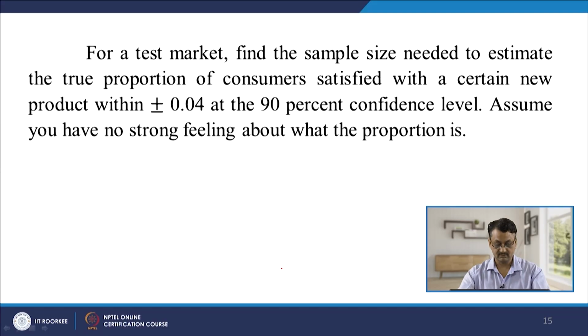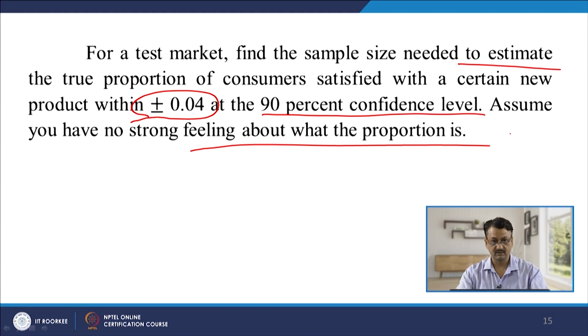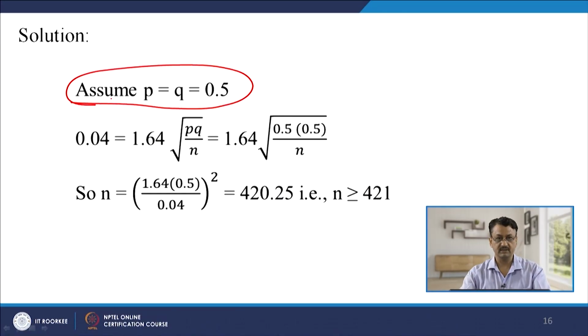For test market, find the sample size needed to estimate the true proportion of consumers satisfied with certain new product in this range at 90% confidence level. Assume you have no strong feeling about what the proportion is. So, in this case, from the proportion we have to calculate sample size, and we have been given precision of 0.04. Since we have not been given initial p value, so you can assume it 50% or 0.50.